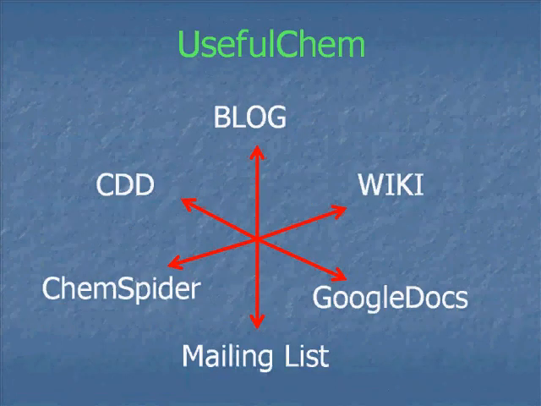In order to do this, I'm not going to use one technology. I'm actually going to piece together all kinds of different technologies, the vast majority of which are completely free and very, very well put together. I will talk a little bit about using a blog, a wiki, Google Docs, CDD, ChemSpider, and even a mailing list still. The old school mailing list actually still has a role to play in all this.